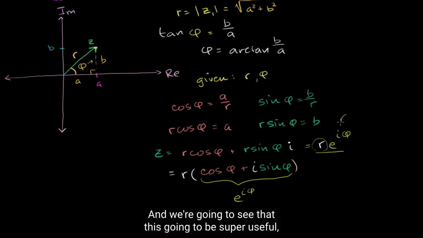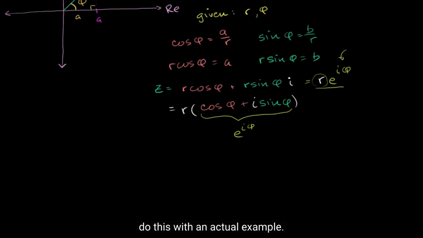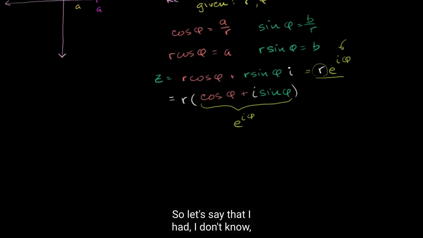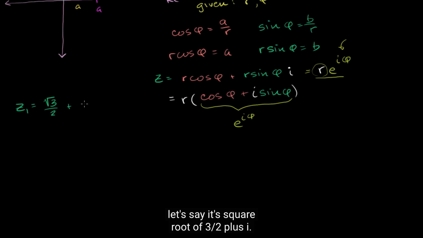We're going to see that this can be super useful, especially when we're trying to find roots. Now, just to make this tangible, let's actually do this with an actual example. So let's say that z1 is equal to the square root of 3 over 2, plus i. And so we want to figure out its magnitude, and we want to figure out its argument.